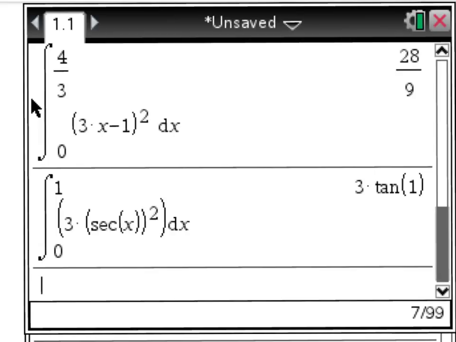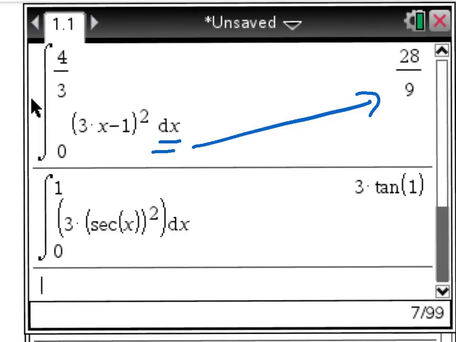So the nice thing about the Inspire is that you plug it in just like you see it on the problem. So like here, the first problem, I use the templates button. I find the definite integral, which is the integral with the two bounds, and I plug in my bounds. And I plug in my equation. Remember to plug in dx, so that's the variable used. And you notice I get the 28/9 that I got by hand.